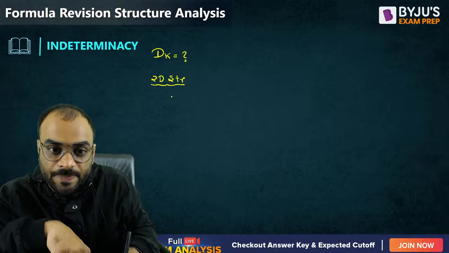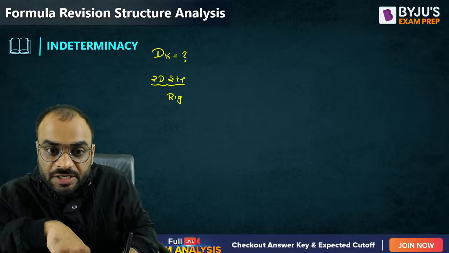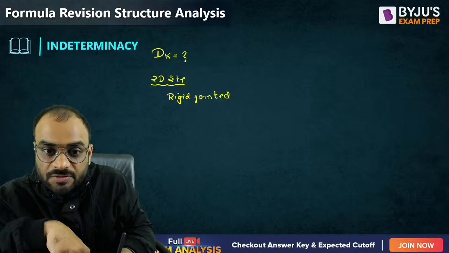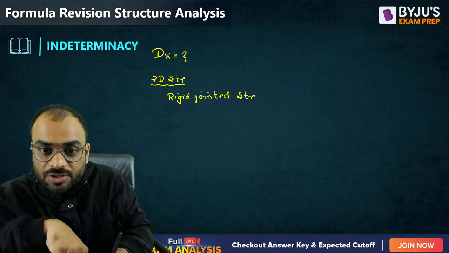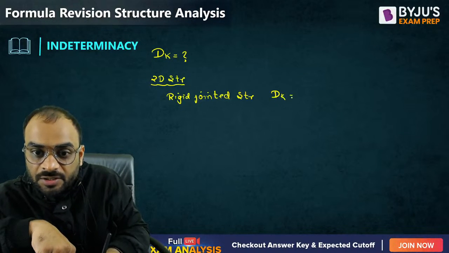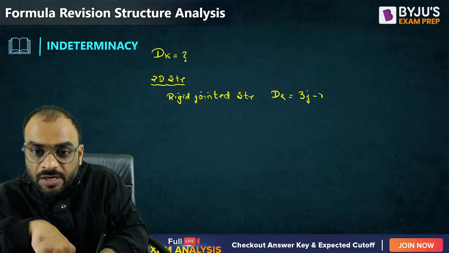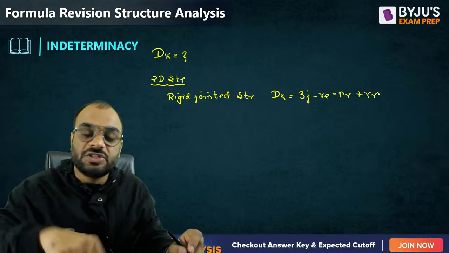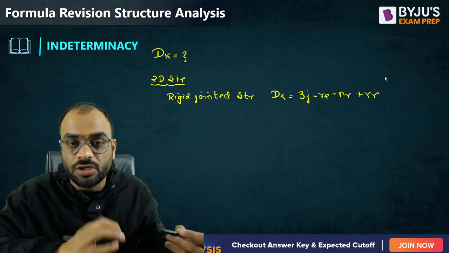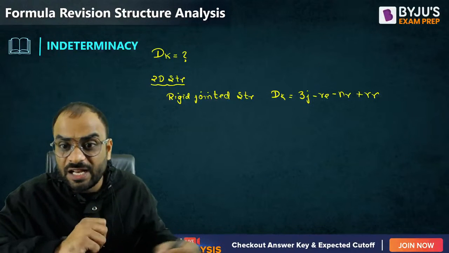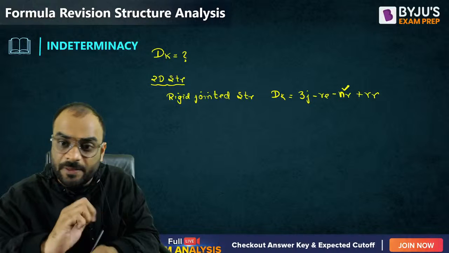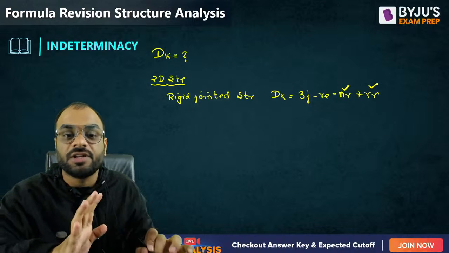For 2D structure, first one is rigid jointed structure. For rigid jointed structure, the formula will be dk is equal to 3j minus re minus nr plus rr. What is j? Total number of joint. What is re? Total number of external support reaction. What is nr? Number of inextensible members or total number of axially rigid members, right? And what is rr? Total number of reaction release.